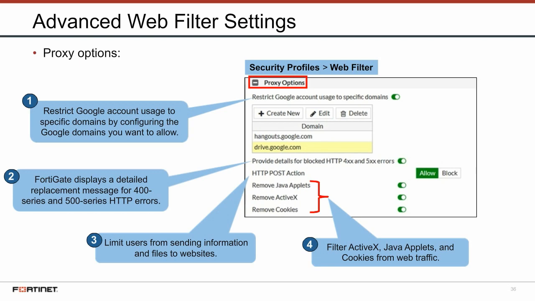3. HTTP post is the command used by your browser when you send information, so you can limit users from sending information and files to websites. The allow option prevents a server timeout when scanning or when other filtering processes are performed for outgoing traffic. 4. Filter cookies, Java applets, and ActiveX scripts from web traffic.